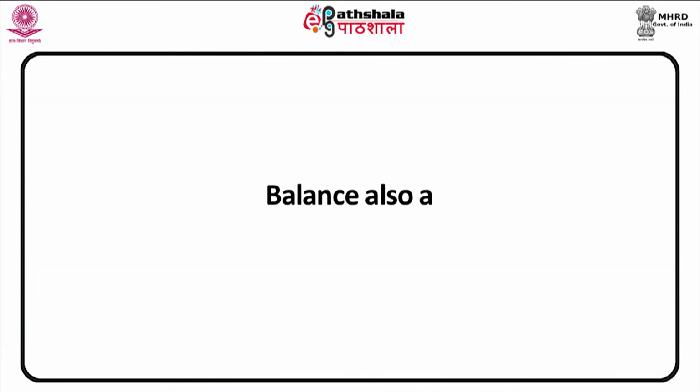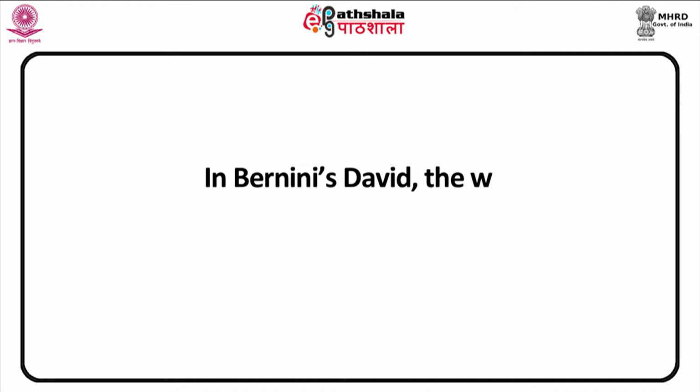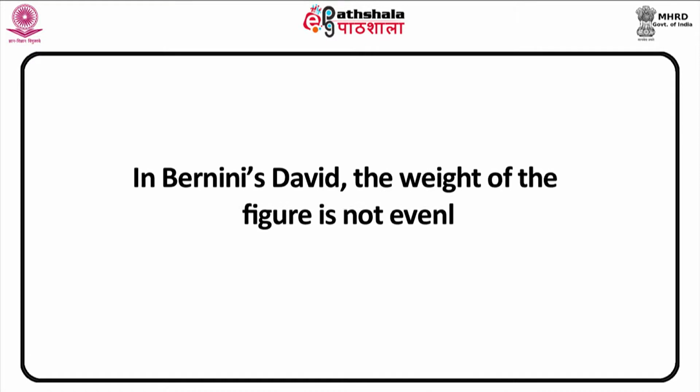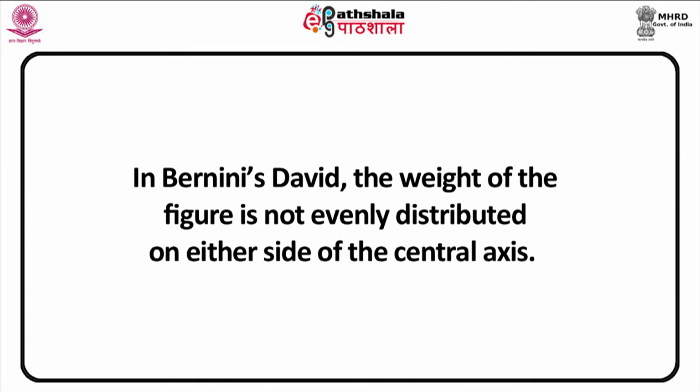Balance can also be achieved by non-equivalent elements. In Bernini's David, the next figure, the weight of the figure is not evenly distributed on either side of the central axis. However, although the parts are not arranged symmetrically, there is an equilibrium between them that produces an aesthetically satisfying result. This is known as asymmetrical balance. Let us now talk about shape.